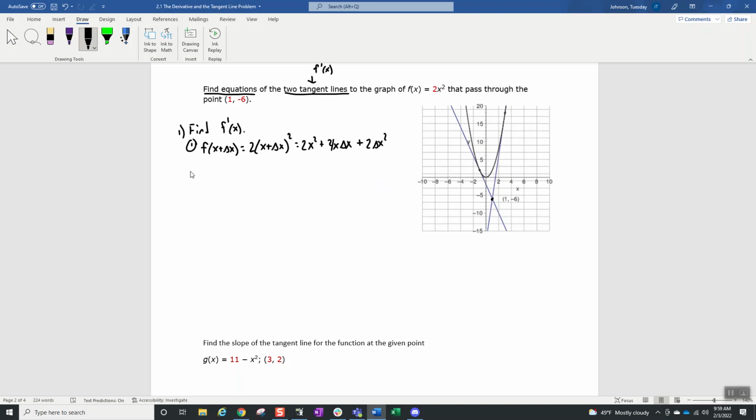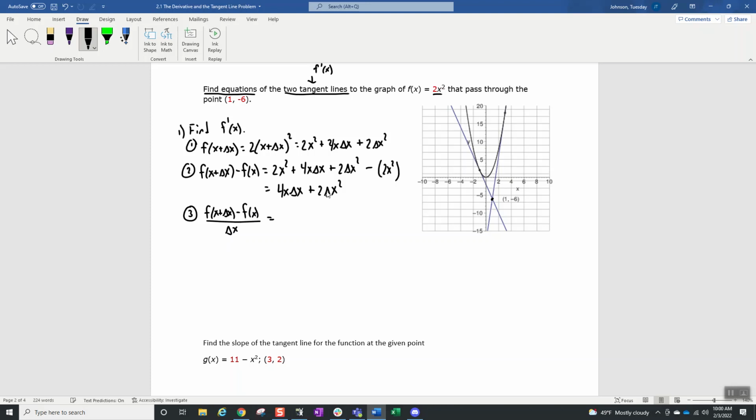Okay, so from this, we subtract the original function. So we'll have 2x squared plus 4x delta x plus 2 delta x squared, and we subtract 2x squared. The 2x squareds cancel out, and we're left with only things that have a delta x in them, which makes it awesome for step 3. f of x plus delta x minus f of x, all divided by delta x.